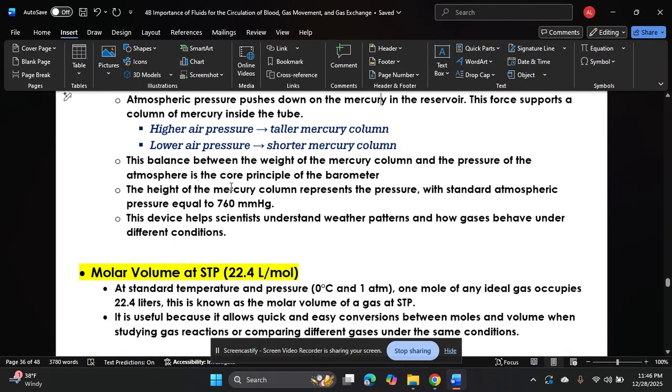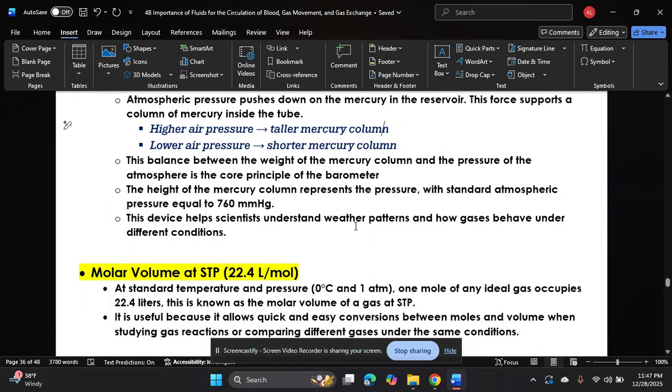This balance between the weight of the mercury column and the pressure of the atmosphere is the core principle of the barometer. The height of the mercury column represents the pressure, with standard atmospheric pressure equal to 760 millimeters of Hg. This device helps scientists understand weather patterns and how gases behave under different conditions.